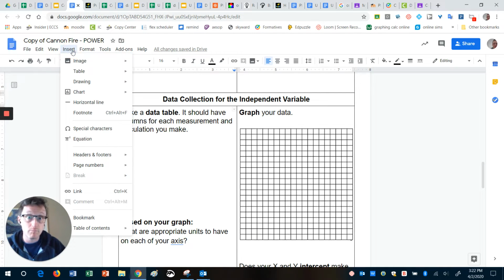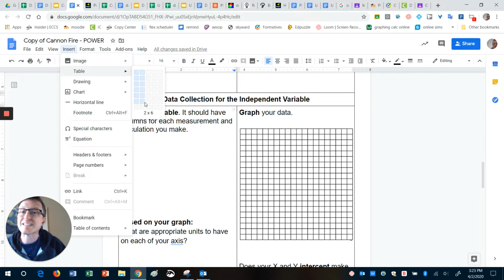Insert a table. Again, let's get used to using Google Docs and Google Spreadsheets. The more useful you are with using those, the more valuable you become in different things. So we're going to insert a table. I only have 2 things that I'm measuring, so I only need 2 columns. Notice this highlights as I expand out. I only need 2 columns, and the lab does say you need to have 5 trials. Now, I don't want to have 5 rows.